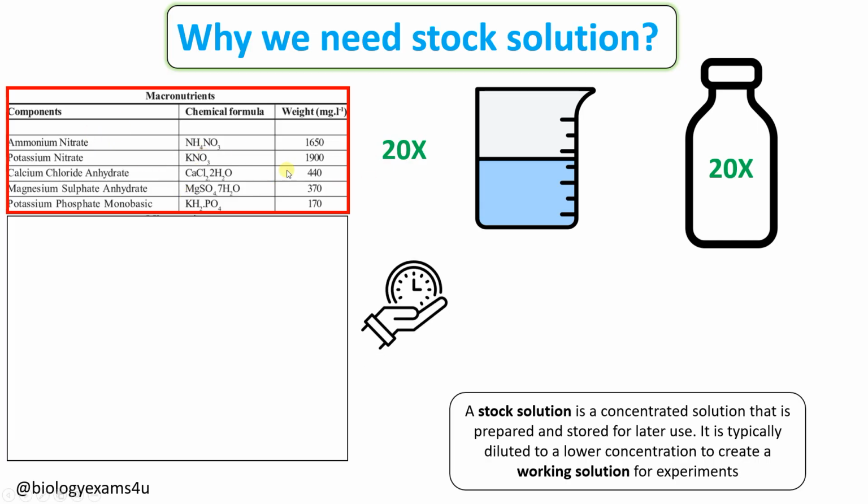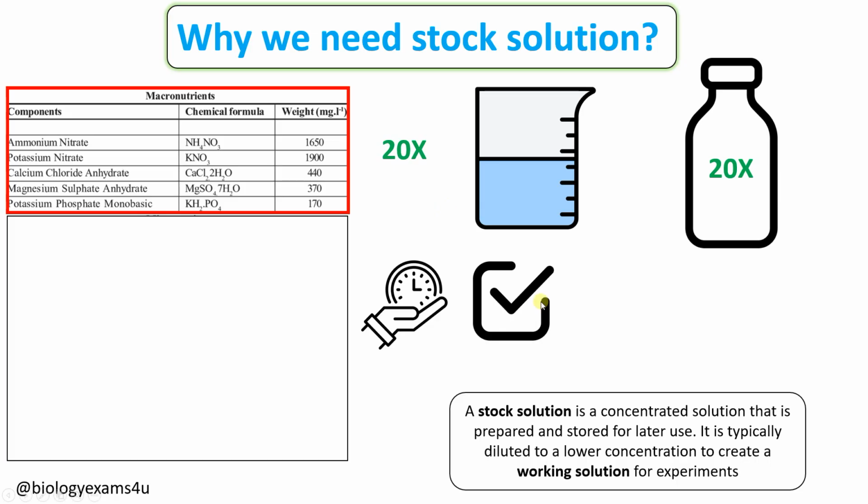As you see, there are many chemicals. Weighing out each chemical each time is a tedious process, so it saves time. Secondly, there are many chemicals here, so weighing them out exactly, there can be chances of error. If we prepare a stock solution, it increases accuracy and also the consistency of the solution.